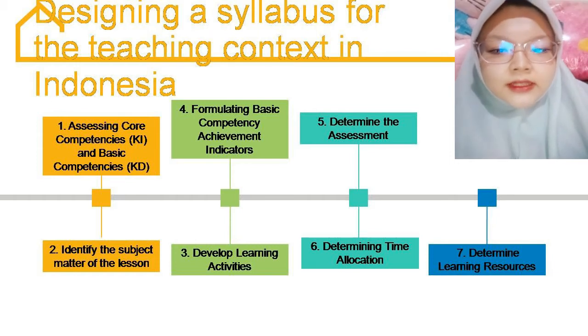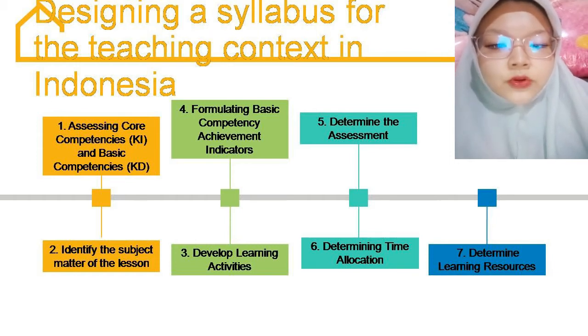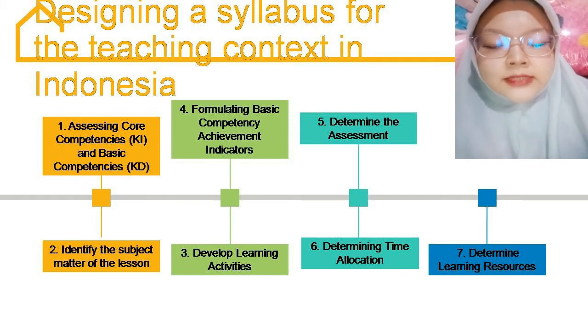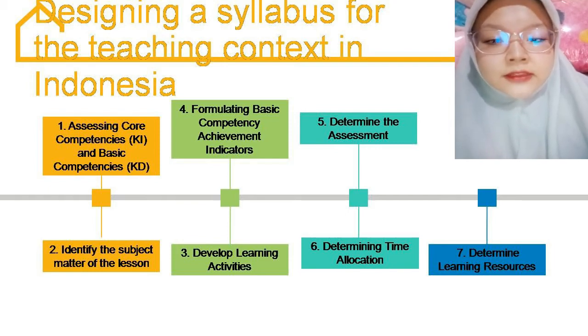The second, the relationship between core competencies and basic competencies in subject. And the last, the relationship between core competencies and basic competencies between subject. And the second, identifying the subject matter of the lesson. The things that need to be considered in identifying the subject matter for achieving basic competencies are as follows.